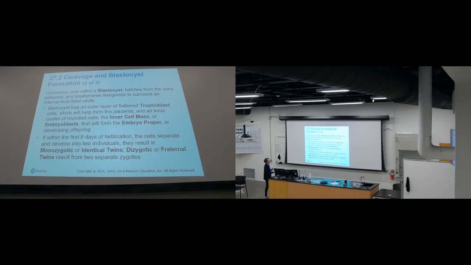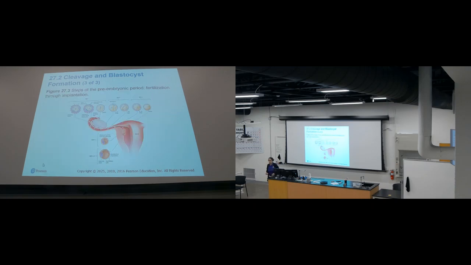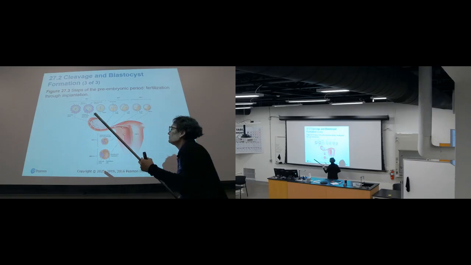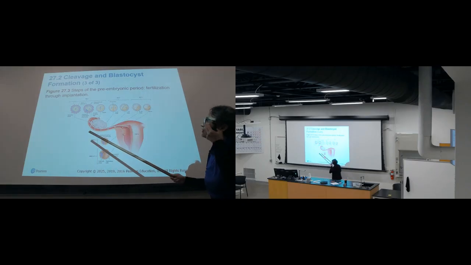And this happens because this mass of cells can split. And they're supposed to split within a certain period of time, because if they don't split, you will have what's called conjoined twins. So these are the different days. And every time that I have a figure, I have to come back here and point.